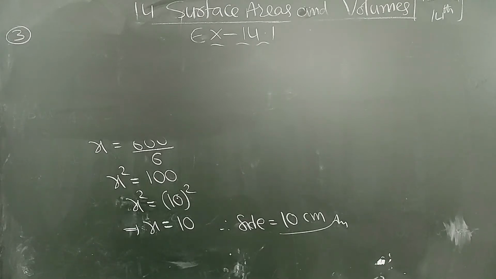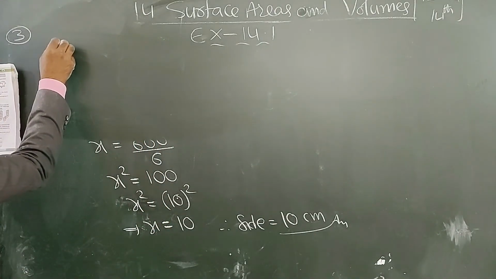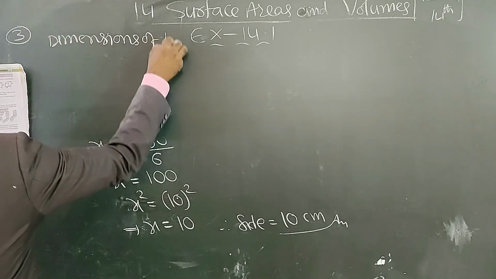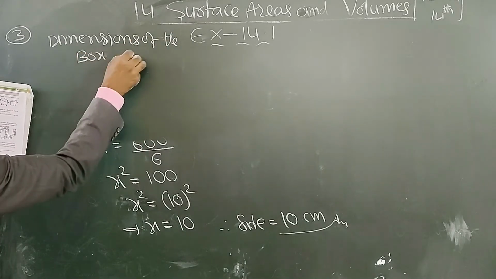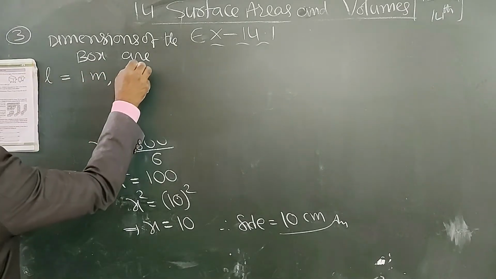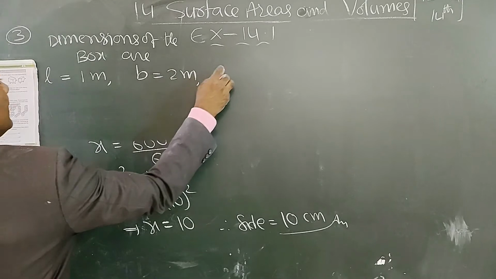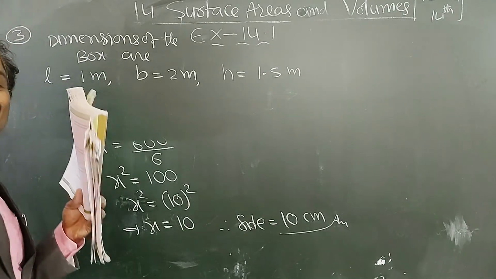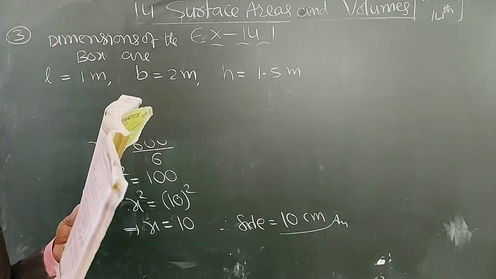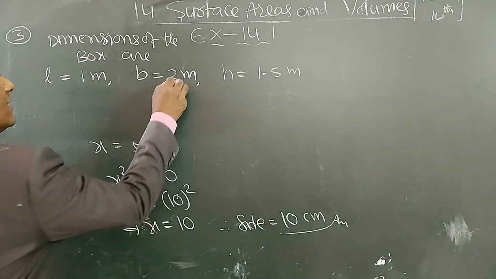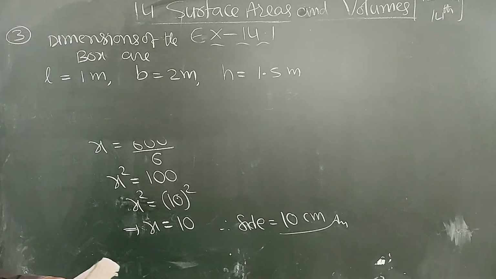See here, dimensions are given, students. If three dimensions are given, it is a cuboid only. The dimensions of the box: cuboid length is 1 meter, breadth is 2 meters, height is 1.5 meters. Dimensions will be given like that. So 1 into 2 into 1.5: 1 is the length, 2 is the breadth, 1.5 is the height.